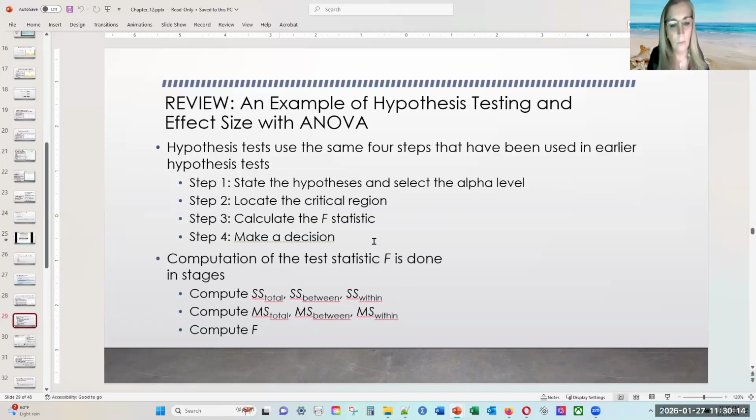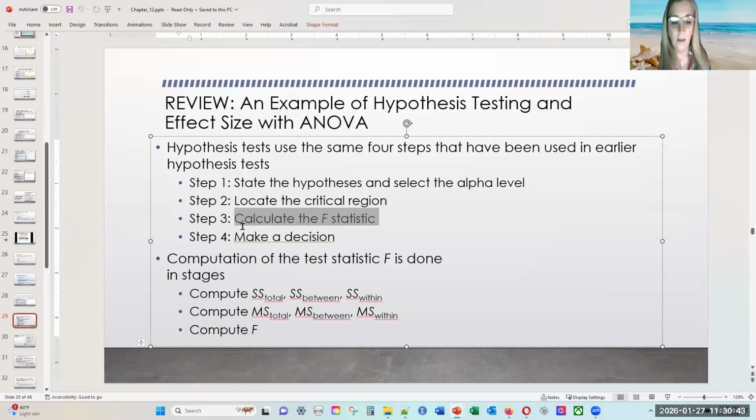All right, so here's a review, an example of hypothesis testing and effect size with ANOVA. Hypothesis tests use the same 4 steps that have been used in earlier hypothesis tests, and we just went through that. This is just an overview. First, you state the hypothesis, select the alpha level, just like we do for all the tests, find the critical region, calculate the F statistic. That sounds so simple when you just say it in a cute little sentence like that, right? There's a lot of steps. All right, and then you can make your decision.